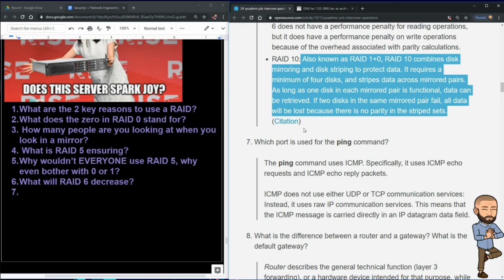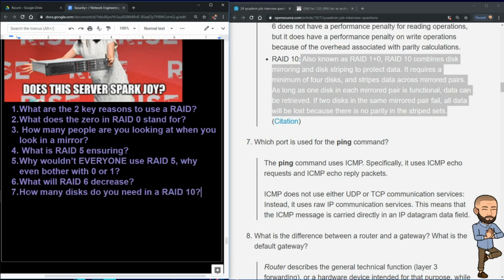Now this one requires a minimum of 4 disks and stripes data across mirrored pairs. As long as 1 disk in each mirrored pair is functional, data can be retrieved. And if 2 disks in the same mirrored pair fail, all data will be lost because there is no parity in the striped sets.